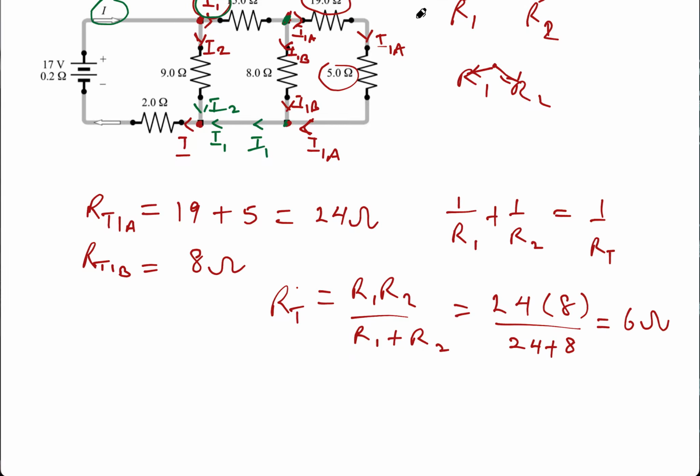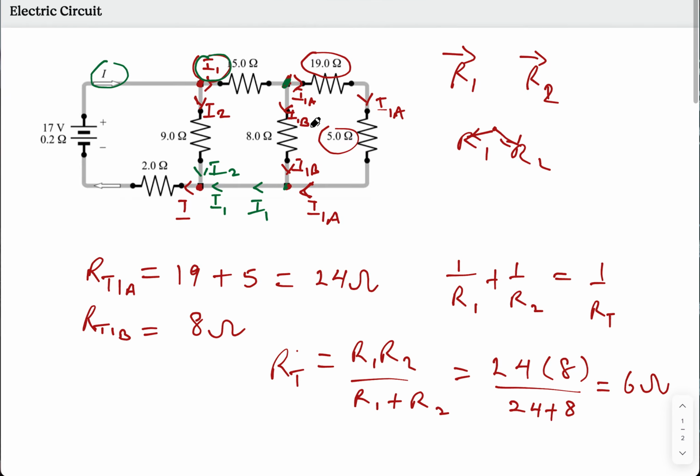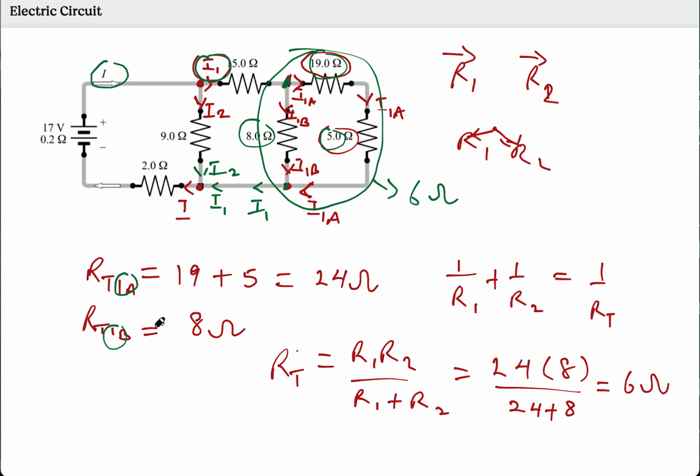So what does that imply? It implies that this particular part of the resistor network, everything from these 8 ohms to these 19 ohms to these 5 ohms, all of them together give a total resistance of 6 ohms. So I've been able to analyze I1A and I1B. Don't forget, all together, when they come here, they become I1.